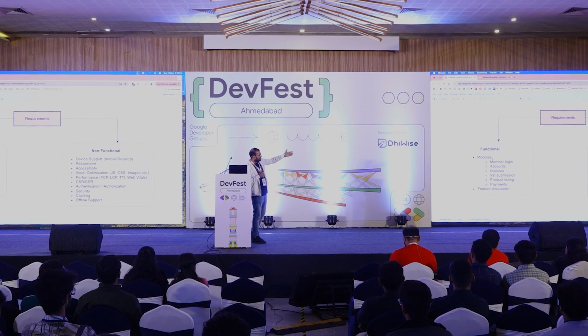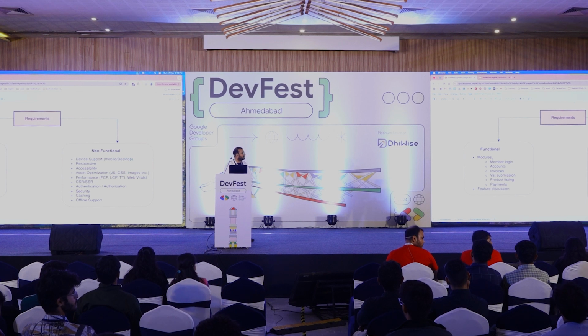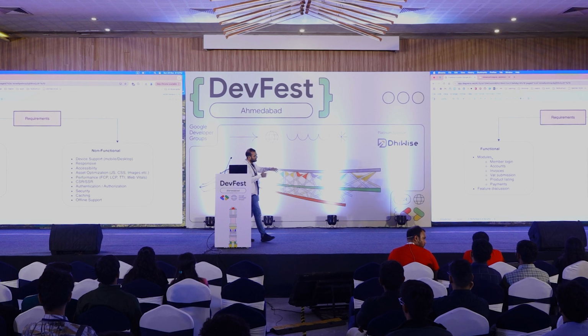And then client-side rendering, server-side rendering, authentication, authorization, like for security, caching, and offline support. So these are the few things that we have to ask while you build, right?